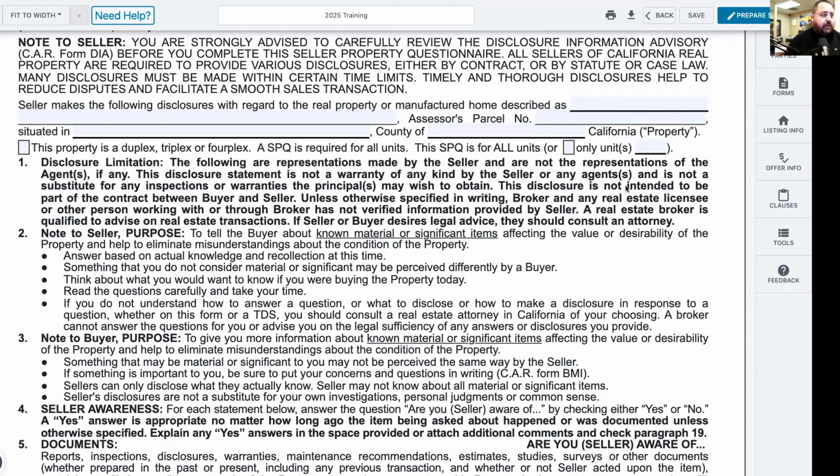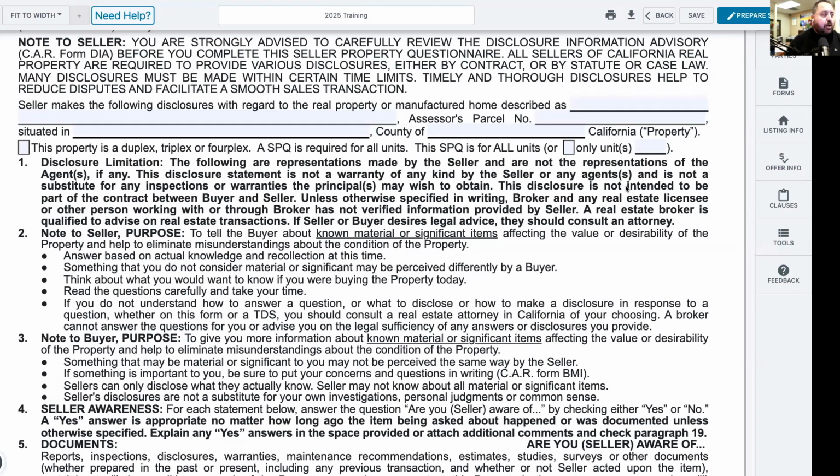This disclosure statement is not a warranty of any kind by the seller or any agents and is not a substitute for any inspections or warranties the principals may wish to obtain. This disclosure is not intended to be part of the contract between buyer and seller unless otherwise specified in writing. Broker and any real estate licensee or other person working with or through broker has not verified information provided by seller. A real estate broker is qualified to advise on real estate transactions. If seller or buyer desires legal advice, they should consult an attorney.